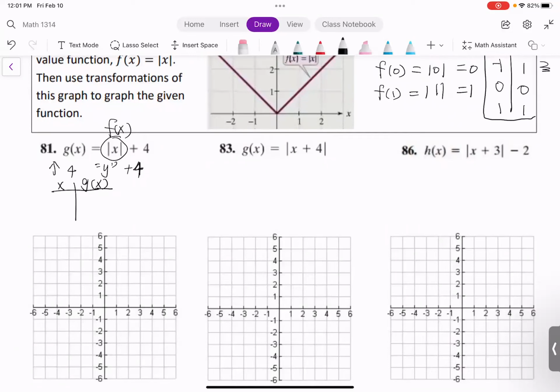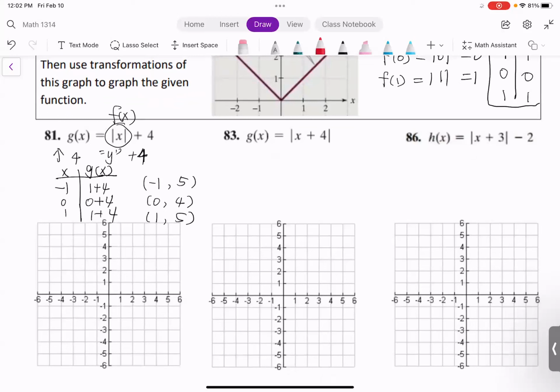So look at here. Pay attention here. These are the 3 key points. X doesn't change: -1, 0, 1. All the y add 4. So 1 plus 4, 0 plus 4, 1 plus 4. And the new key points are -1, 5, 0, 4, 1, 5. Let's see, where are they? -1, 5 here, 0, 4 here, and 1, 5 is here. Then we line them up with a straight line.